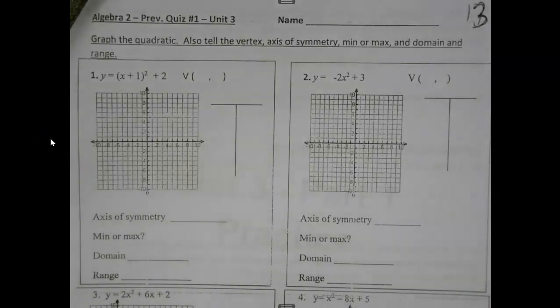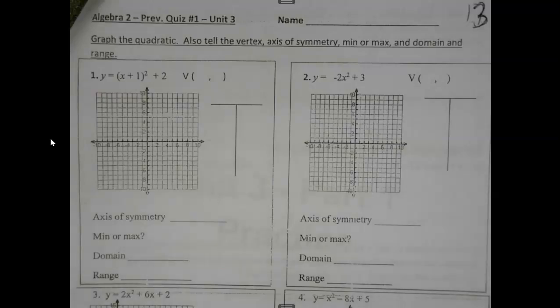So, preview. Graph's quadratic, okay. Tell the vertex, the axis of symmetry. If it's a min or a max, holy cow, the domain and the range. Okay. We mentioned yesterday that with having the notes available, I've got worked out examples of everything ready to go.